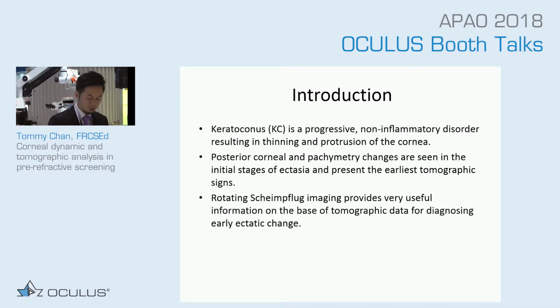So what we want is an early diagnosis or screening of subclinical keratoconus in those cases, to avoid them having refractive surgery. And right now we have the rotating Scheimpflug imaging, which is the Pentacam, that can provide tomographic data for diagnosing the disease at a much earlier stage.